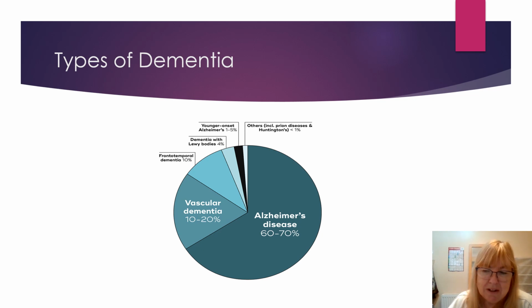You could do a bit of reading on those, but we'll probably focus a lot on Alzheimer's and vascular and a bit on frontal and temporal and Lewy body. And the others, you could do a bit more reading of your own.